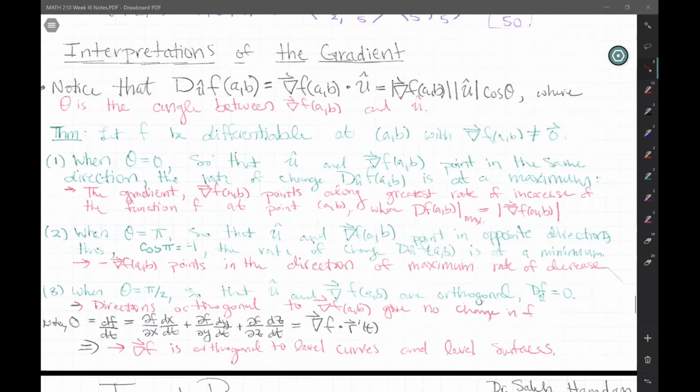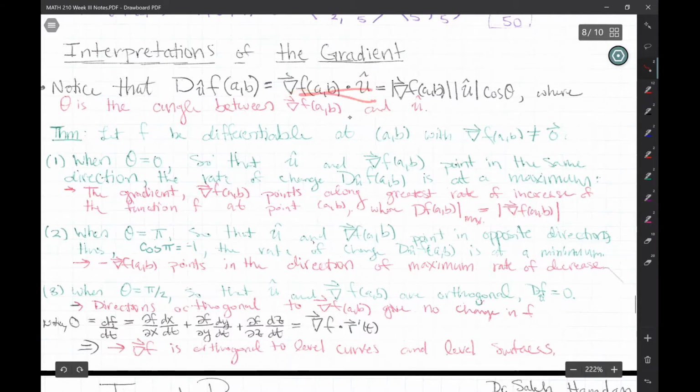Let's interpret the gradient. From the directional derivative, you know that the directional derivative in the direction of u hat at the point (a, b) of the function f is given by this formula. You take the gradient and you dot it with u hat. Now, what is the dot product?